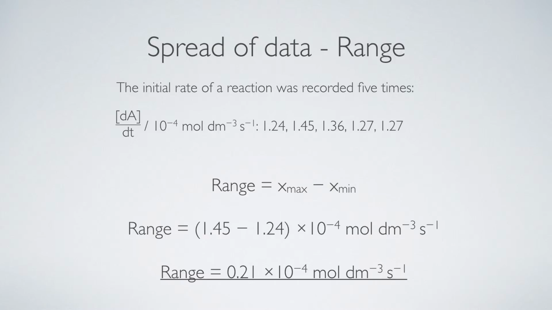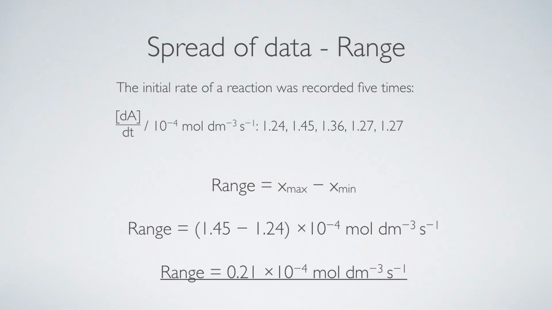So here is some initial rate data. I can see that I've got 5 data points spread. My maximum value and my minimum value are used to work out my range. And my range has the same units as my mean value or as my initial data. So in this case, my maximum value is 1.45, my minimum 1.24, times 10 to the minus 4 moles per decimeter cubed per second, giving me a range of 0.21 times 10 to the minus 4 moles per decimeter cubed per second.